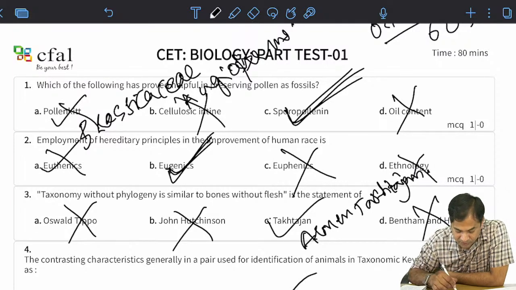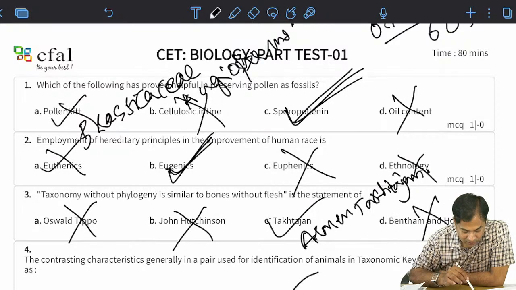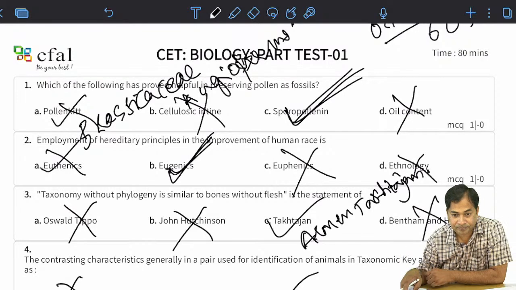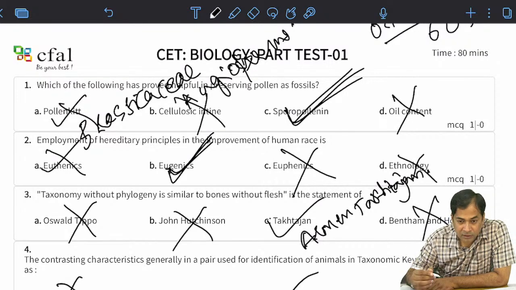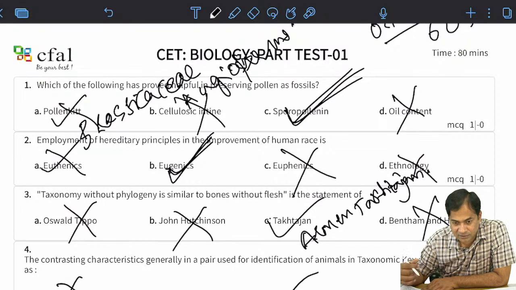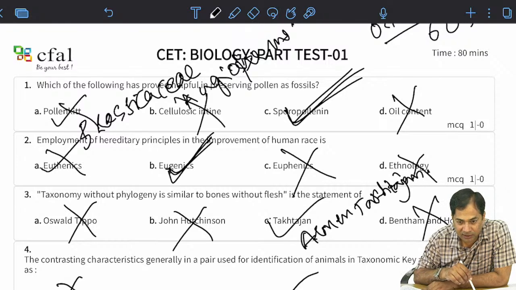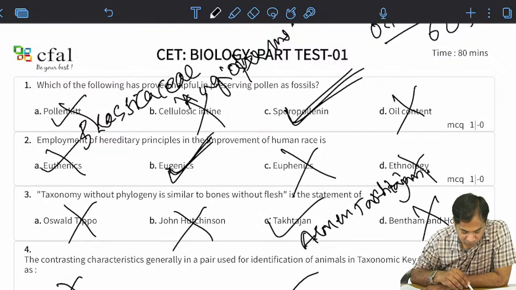So option C, couplet, should be correct. It cannot be alternate. Alternate means, if you consider Monday in a week, then on Tuesday you should not do it, then on Wednesday you should do it. That is alternate days, like Monday, Wednesday, Friday. So this word is nowhere related to this particular taxonomic aid, the key. So option A is wrong.